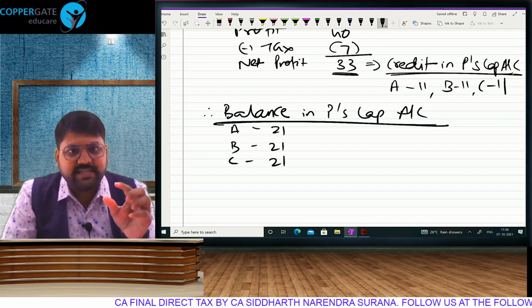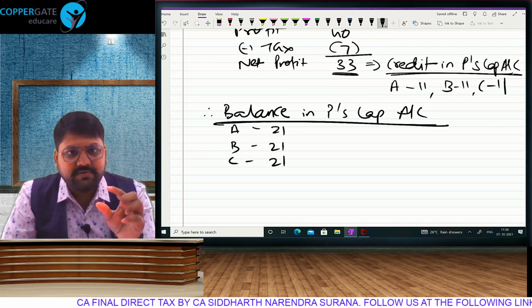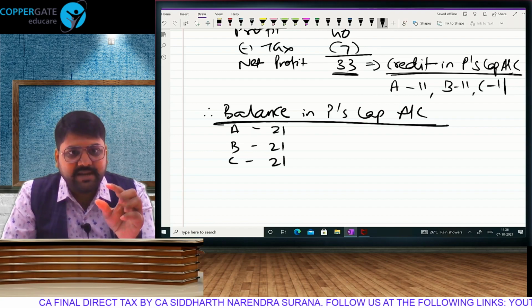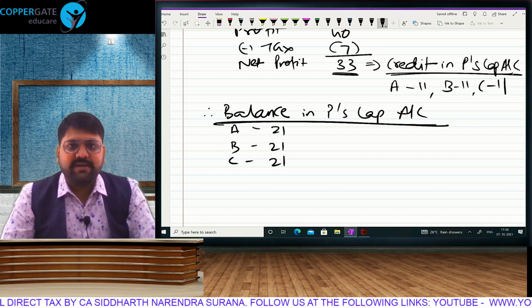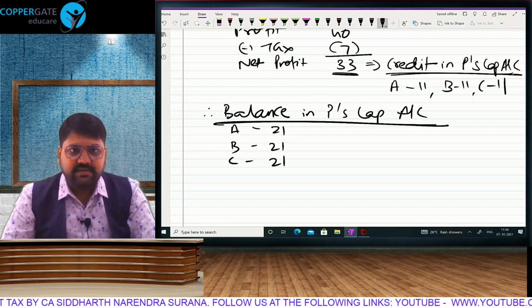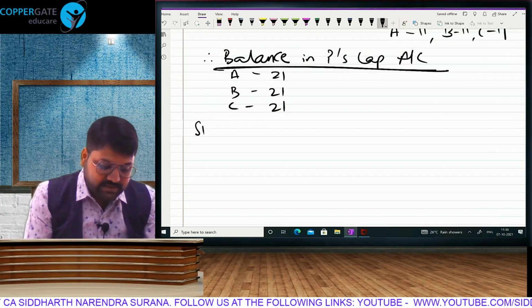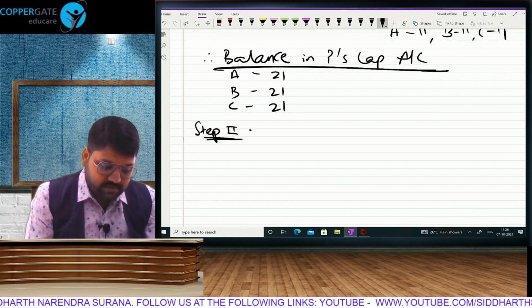We need capital balance for 45-4, no? We need capital balance, no? Yes. Whose capital balance are we interested in? The outgoing partner, that is A. And now we will use our step number 2. What is step number 2?